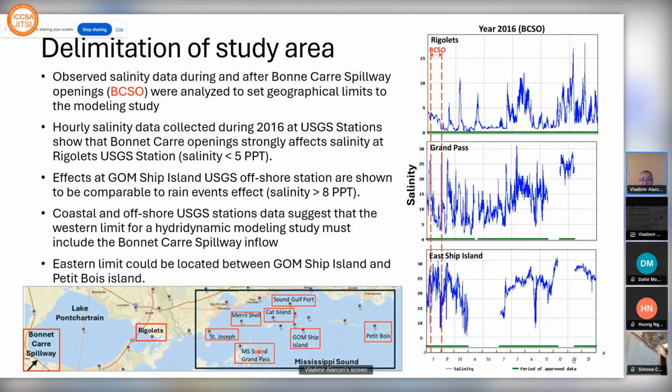Grand Pass is located in an offshore location close to Lake Pontchartrain and close to the spillway. We also have a sharp salinity decrease. In a location in the eastern part of this figure, we also have a decrease in salinity, but not as sharp as in the western locations. But we can see an immediate effect of the opening of this spillway in the salinity of the Mississippi Sound.